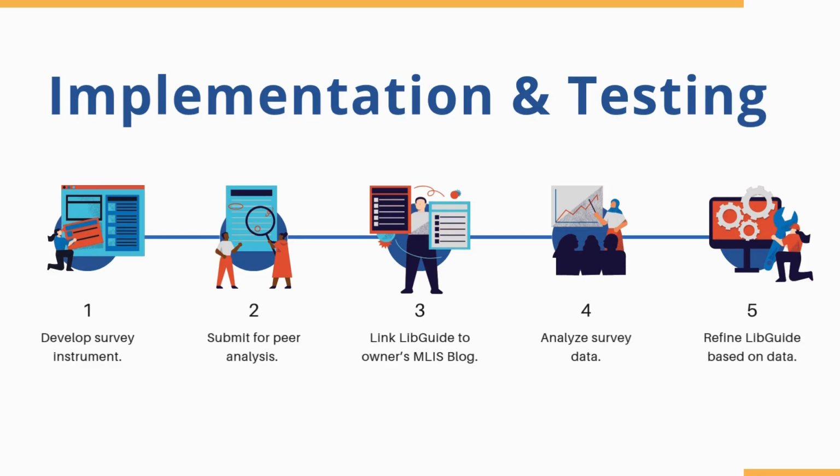Seen here is my testing and implementation plan for this LibGuide. First, a survey or poll is included on the final page of my LibGuide. The LibGuide and the survey will be submitted to peers in the final presentation discussion board for peer analysis. After applying peer feedback, I will link the LibGuide to the iSchool blog I created for Info 200.